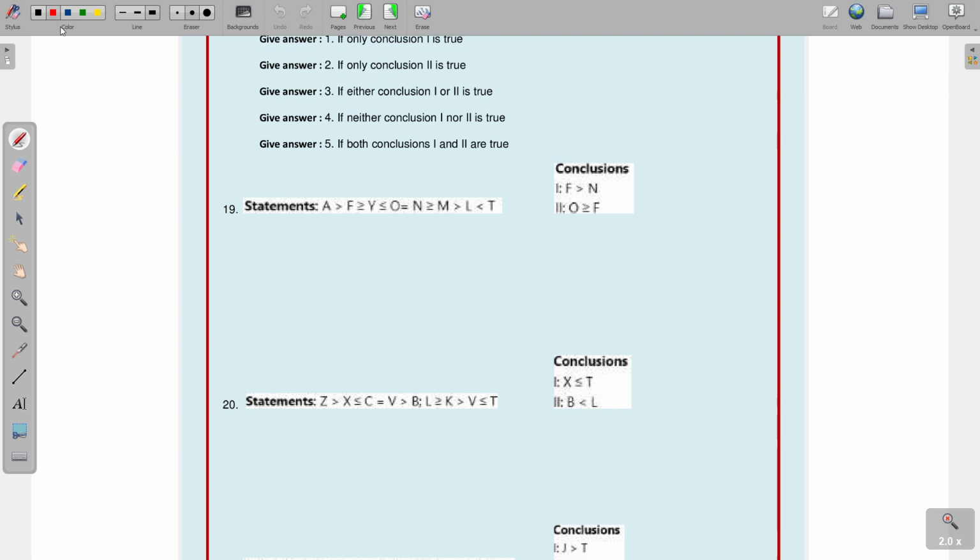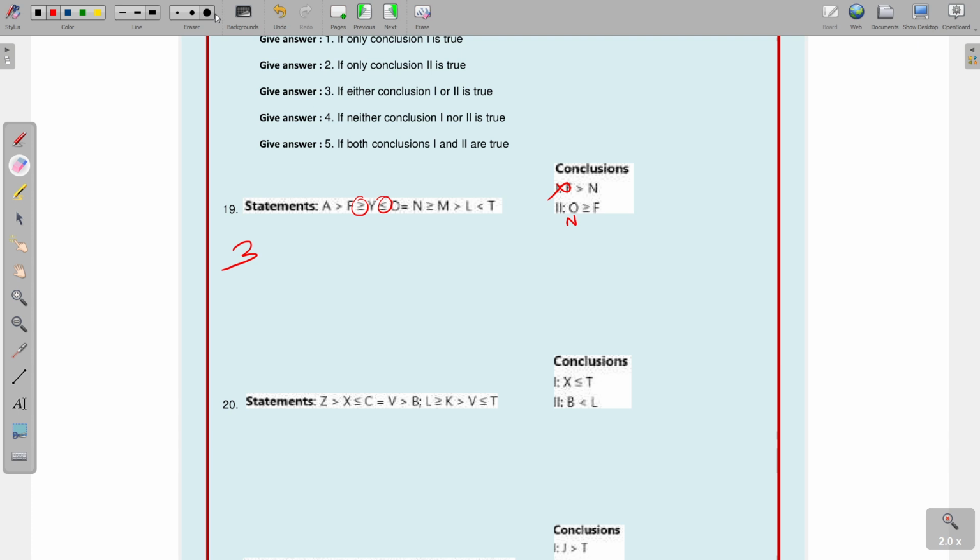Question number 19. Conclusion: F greater than N. Here F and N have opposite signs, so the first one is not correct. O greater than or equal to F. Here O and F, and instead of O we can write N also. So it is also not correct. Both are complementary pairs.